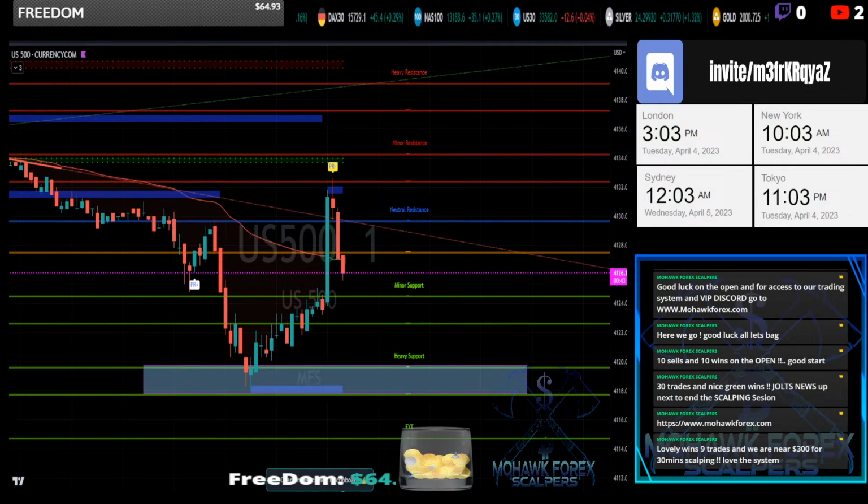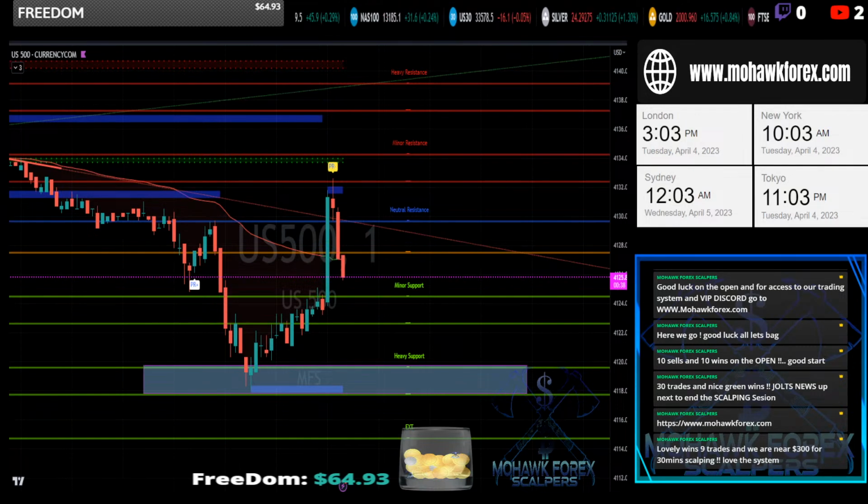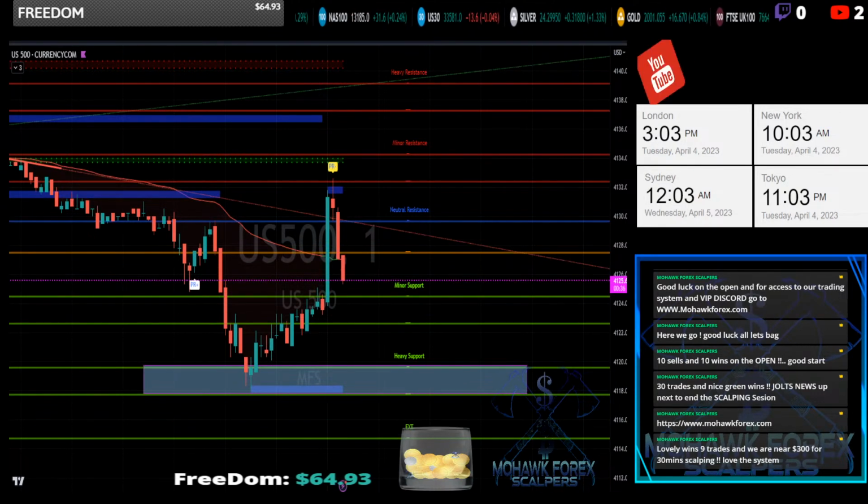Man, I missed it. We were talking. Could have got in on that. Look at that. JOLTS and then. Could have grabbed that right at the spike. Yeah. As soon as I saw that reversal indicator.